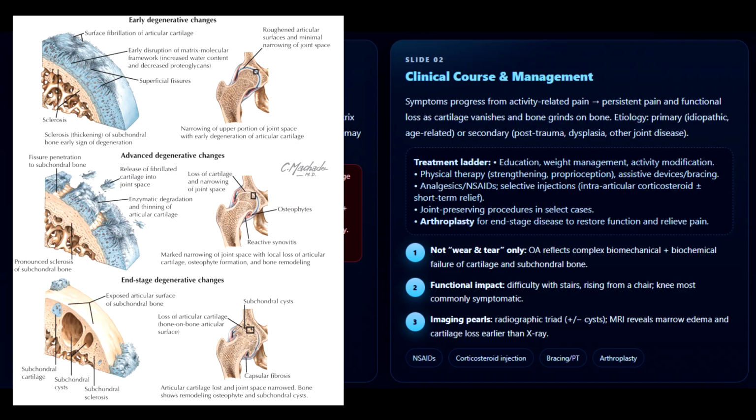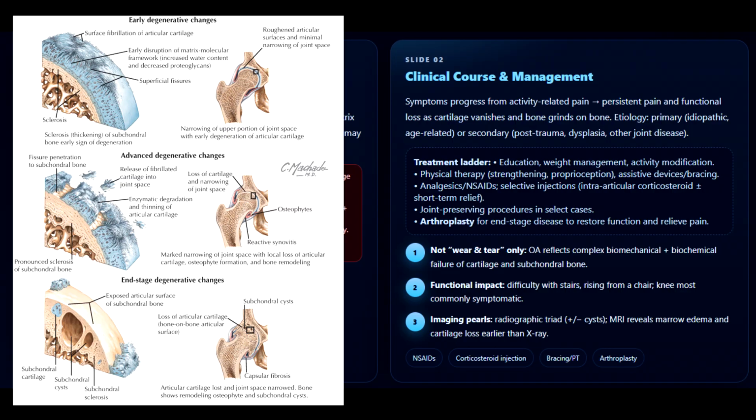Treatment depends on the stage. Early disease may be managed with rest, activity modification, physical therapy, and medications like NSAIDs. Intra-articular steroid injections can reduce inflammation, though their benefit is temporary. As disease advances, bracing or joint-preserving procedures may be attempted, but in end-stage arthritis, definitive treatment is arthroplasty, or joint replacement, which restores pain-free mobility by replacing the diseased surfaces with prosthetic components.